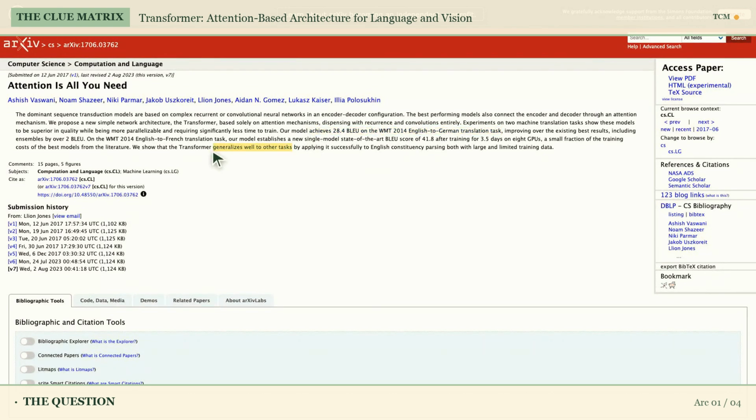Beyond translation, they showed its versatility. We show that the transformer generalizes well to other tasks by applying it successfully to English constituency parsing. So it's not just a translation trick. It's a general approach to sequence understanding. Exactly. The core idea is that if you can frame your problem as a sequence, attention can handle it.